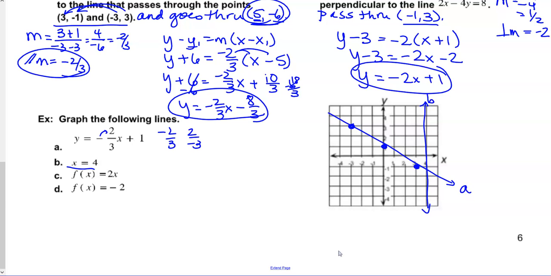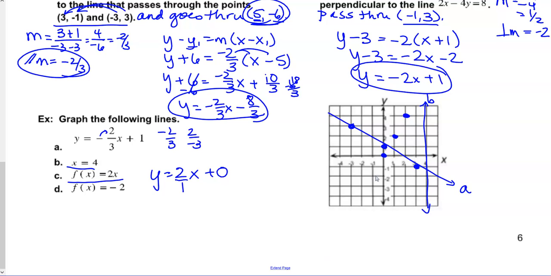And we have f of x equals 2x. Now remember, f of x is the same as y. So I could have y equals 2x is another way to write this. Now, notice there's no plus or minus here at the end. I could always add a 0 to not make any difference. So that means that this line is going to go through the origin. And I'm going to write that slope as 2 over 1. So remember, rise over run. I'm going to go up 2 and over 1, up 2 and over 1. There's my 3 points. That's good.